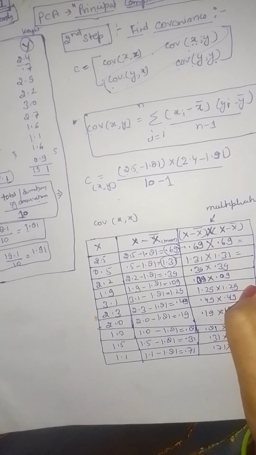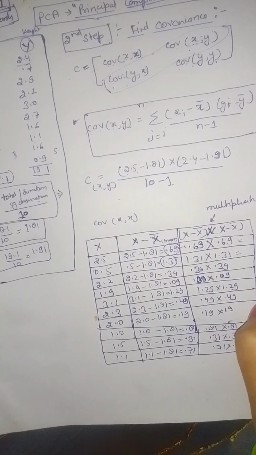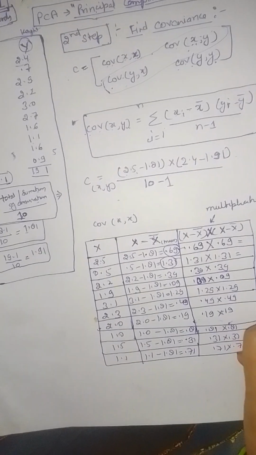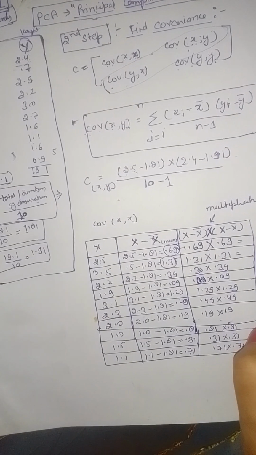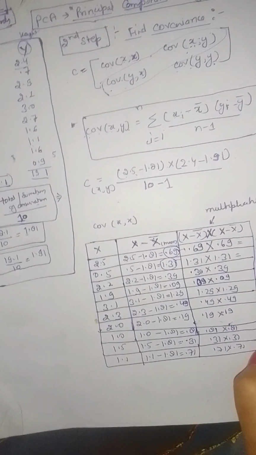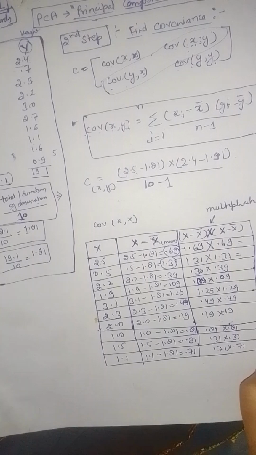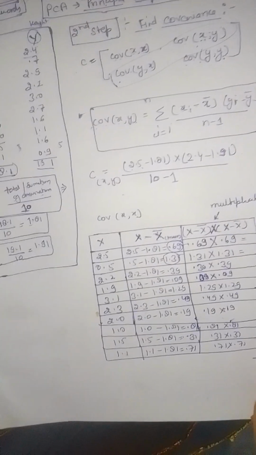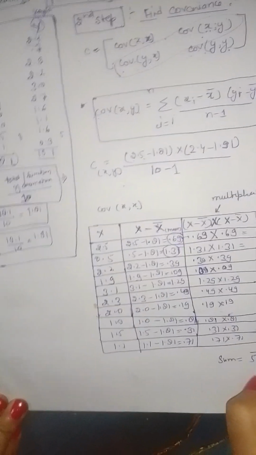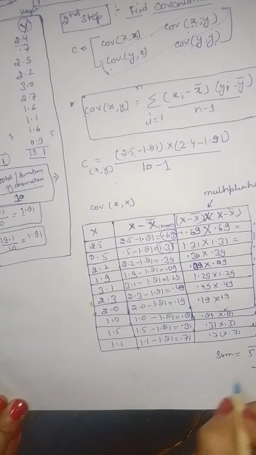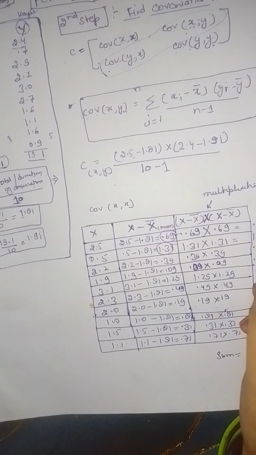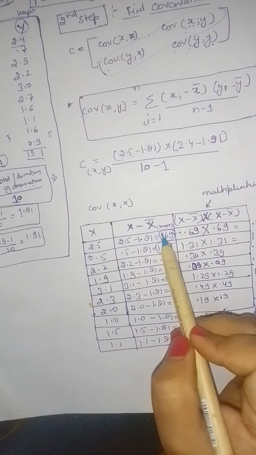0.1521, 0.0081, 1.6641, 0.2401, 0.0361, 0.6561, 0.0961, and 0.5041. The total of this whole thing, the sum, would come as 5.5490. Fine. So next, what we will do is add the values of all these, 1 2 3 4 5 6 7 8 9 10.